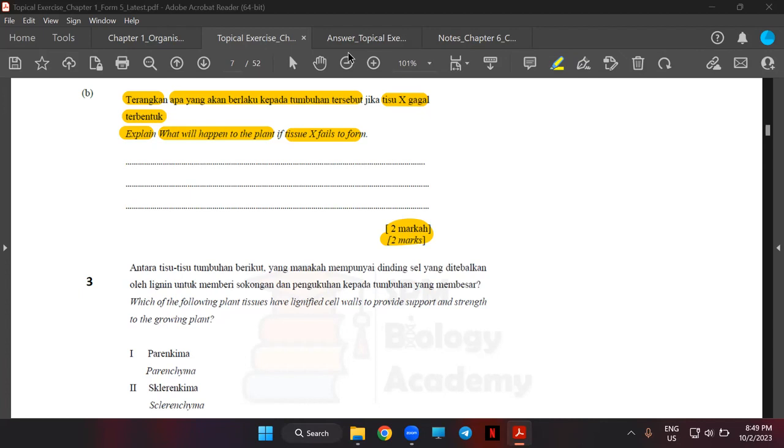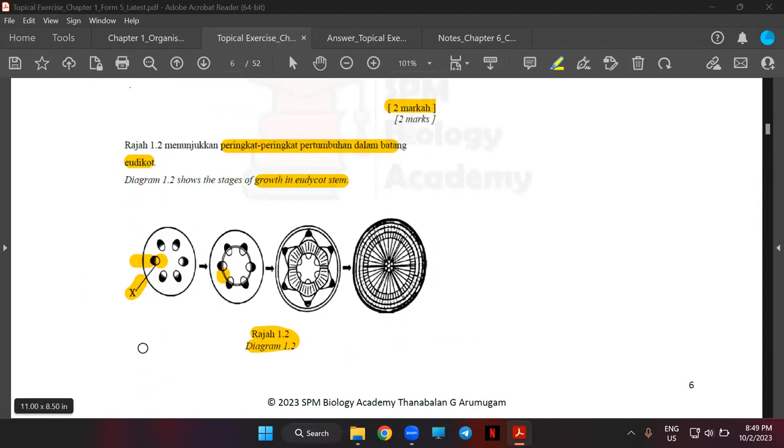Okay, let's see how to answer. First, kita answer apa? Kita answer what will happen to the plant. Okay. Before that. Now, X ialah vascular cambium. Yes or no? Cambium vascular dalam BM. Kita tahu bahawa vascular cambium ialah sejenis lateral meristem. Oleh kerana ianya ialah sejenis lateral meristem, dia terlibat dalam secondary growth. Semua setuju, right? Maknanya kalau X, what X do? X buat apa? Dia buat mitosis.